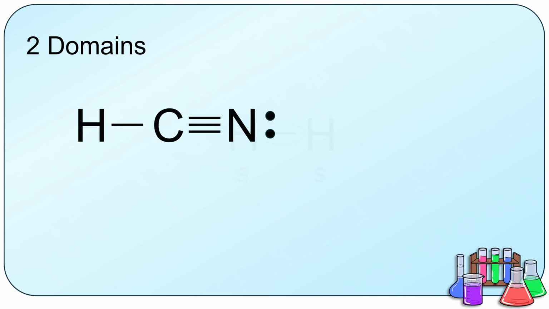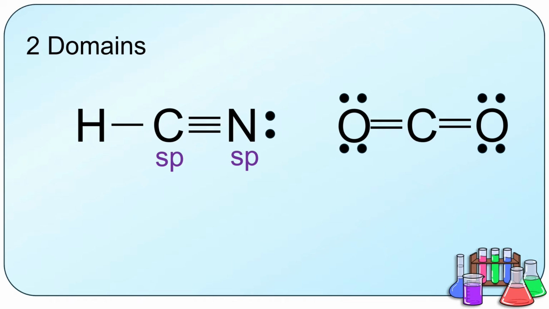Now let's look at this molecule. This carbon has two domains. The first orbital type to contribute to domains is s, and the others are p, so we say that this carbon is sp hybridized. This nitrogen also has two domains. The first orbital to contribute is s, and the rest are p, so this is also sp hybridized. Same thing with this carbon in carbon dioxide. It has two domains, and it is sp hybridized. All atoms with two domains are sp hybridized.